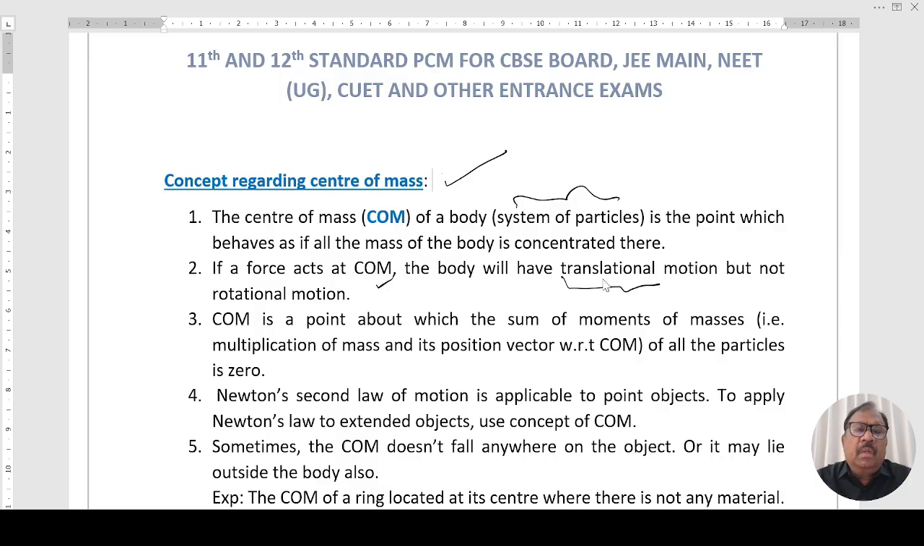Very important. Center of mass is a point about which the sum of moments of masses, moments meaning mass into distance from reference point, that is, the product of mass and its position vector, of all the particles is 0. Sum of moments is 0.